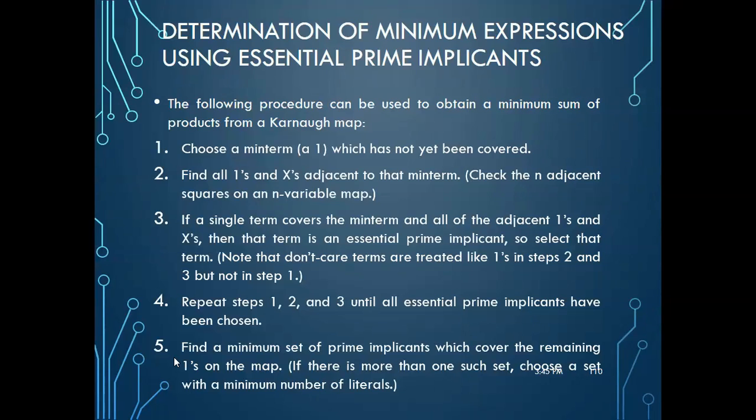In your previous problem, you have seen it solved, right? In that case, there was no confusion, because the term which was not an essential prime implicant got the same number of literals. The number of literals was 3. So there was no confusion about which term to choose. You can choose either A bar B D or B C D. That is the last step you have to do in your determination of the minimum expression using essential prime implicants.